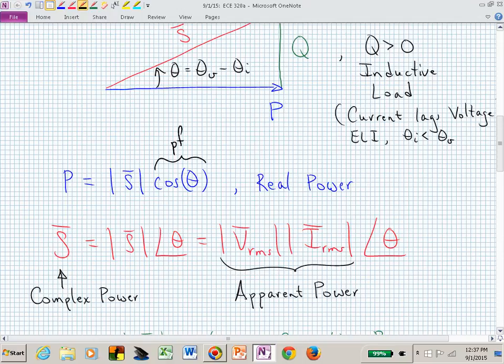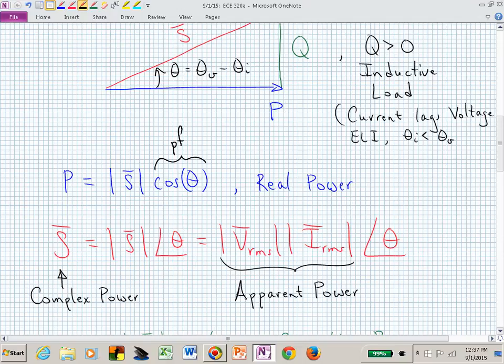Real power is the length of the hypotenuse, the apparent power, the magnitude of the complex power times the cosine of theta, or the magnitude of S times the power factor. The complex power, I sometimes or maybe won't always give that an overbar, but that's a complex number. It has units of volt amperes.